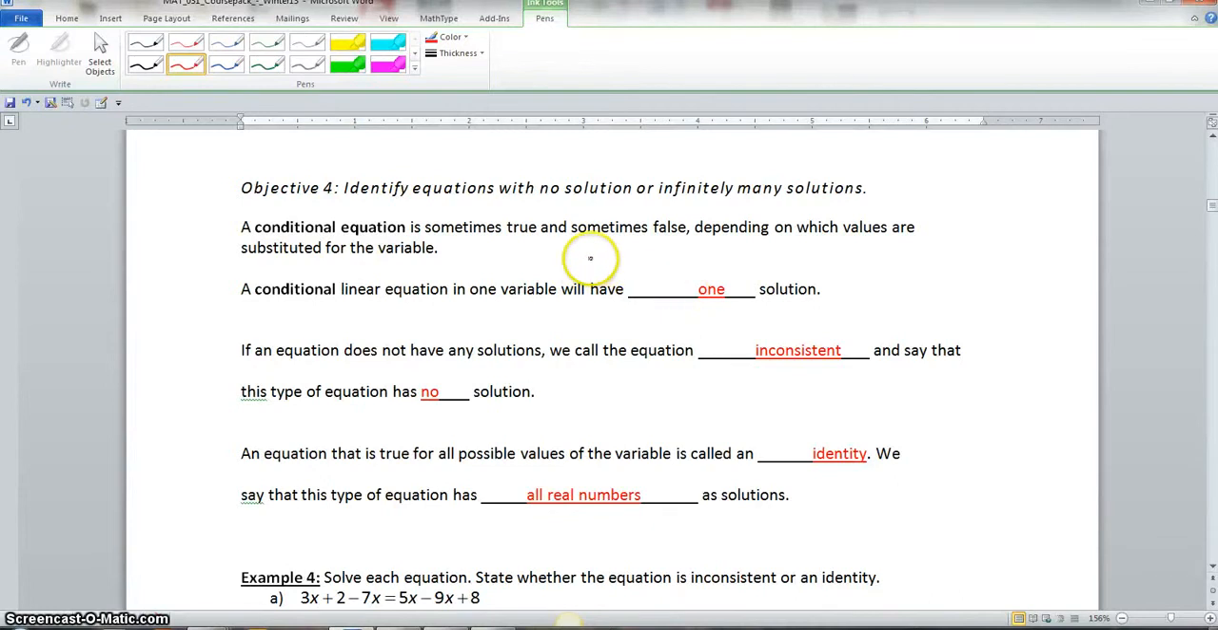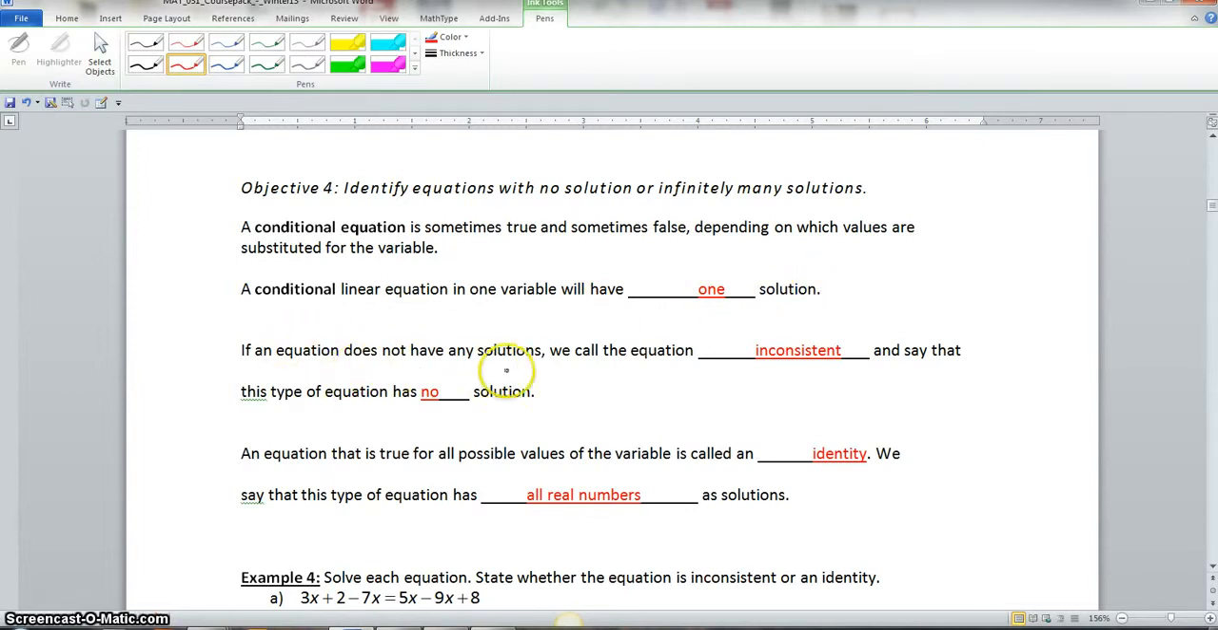Okay, class, picking up where we left off. We're on Objective 4, identify equations with no solution or infinitely many solutions. A conditional equation is sometimes true and sometimes false, depending on which values are substituted for the variable. A conditional linear equation in one variable will have one solution.